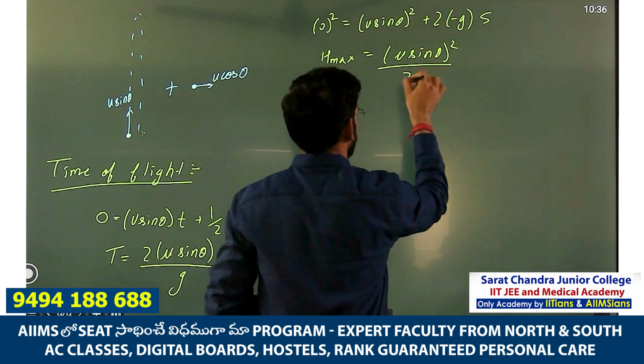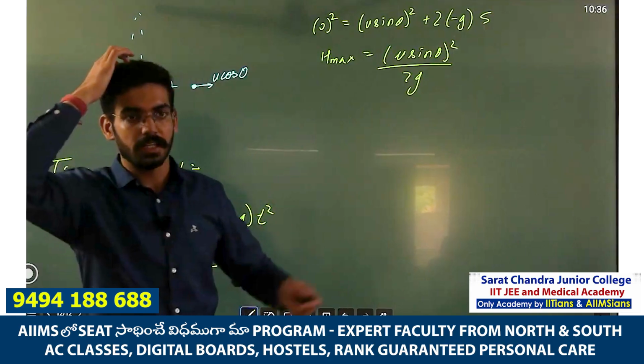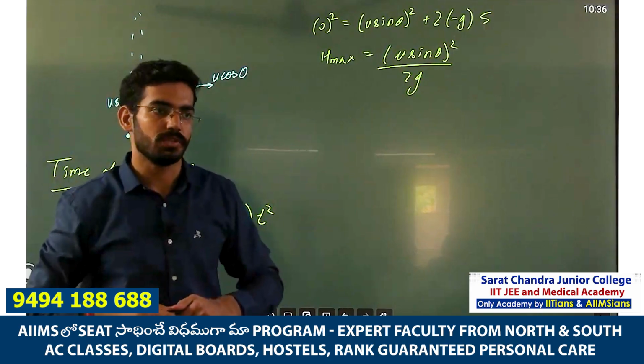U sin theta whole square by 2g. U was replaced with u sin theta now. Earlier it was u square by 2g. Okay.